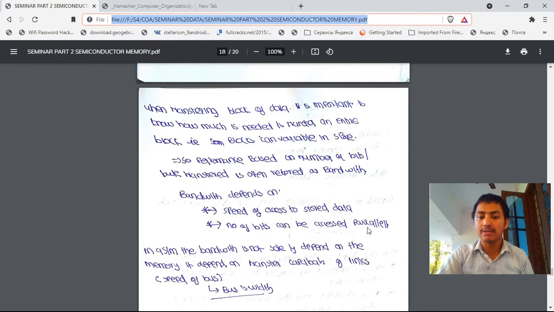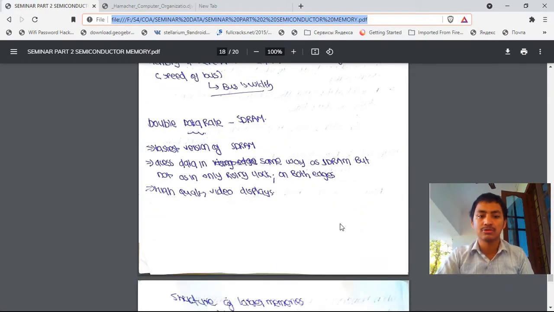The number of bits that can be accessed in parallel is the main factor regarding bandwidth. If we can access a higher number of parallel bits, then the bandwidth will be high. Speed is also a topic when we talk about memory.